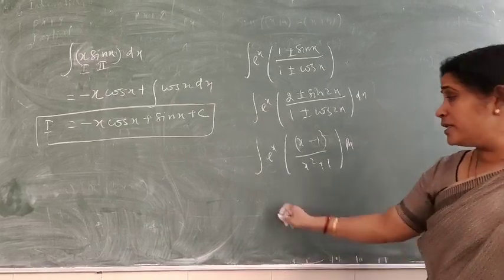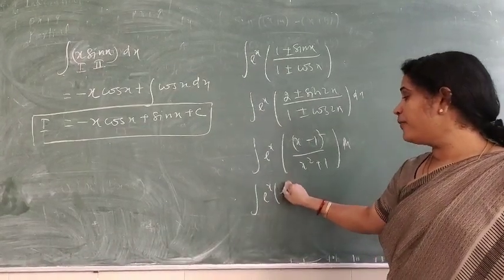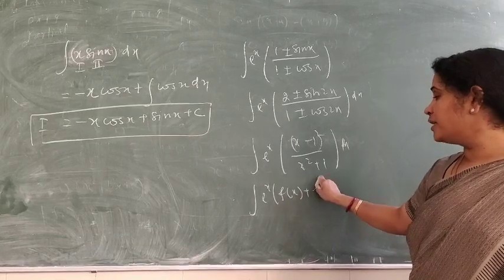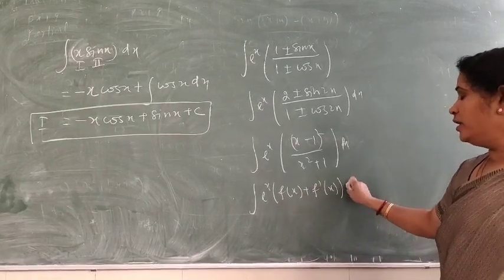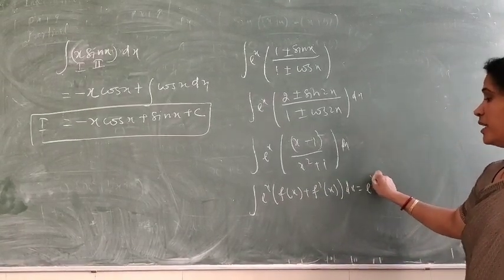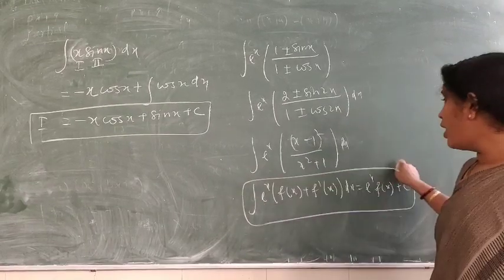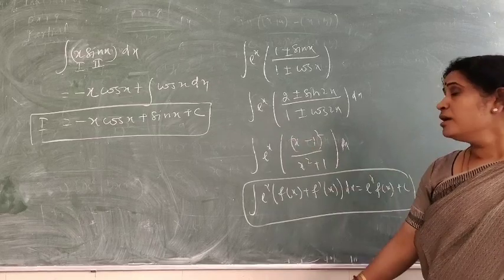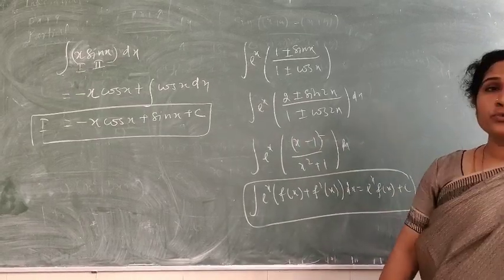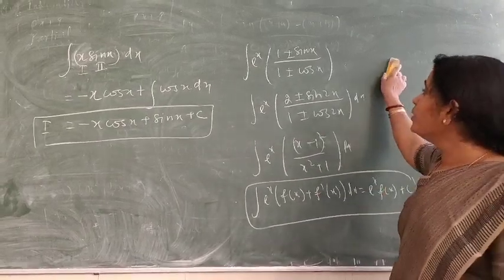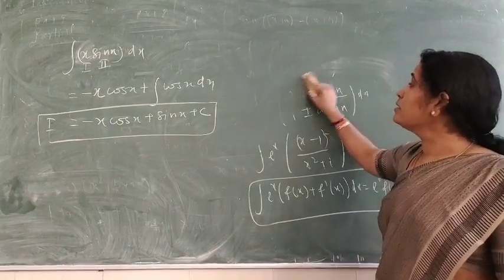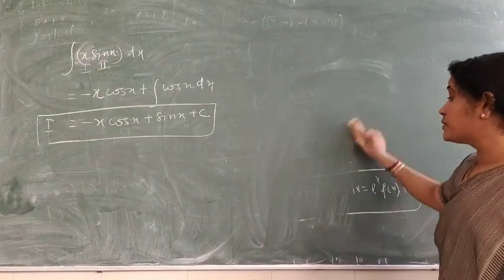The formula is integral e to the x into (f of x plus f dash of x) into dx is equal to e to the x into f of x. In this format one question will definitely come. You have to do this type of questions. These are all the most important questions. So clear to you? Now next comes integration. I told you some special types. What are they?